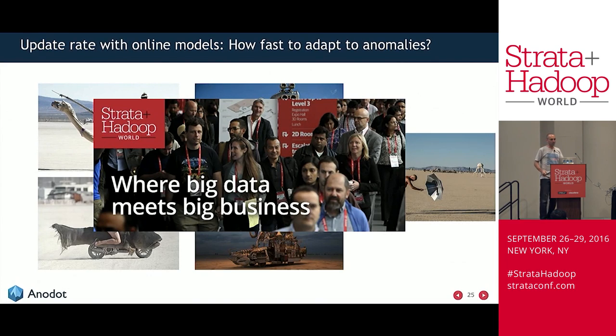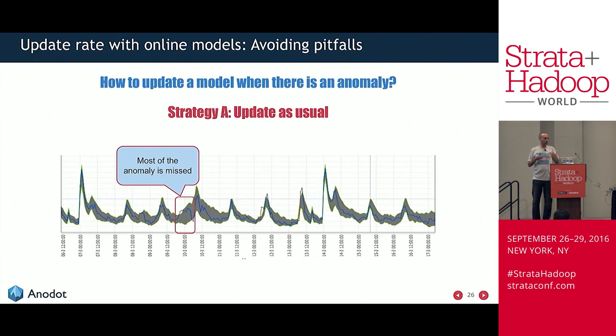So if you take into account the anomalies when you're learning, you might end up thinking that the anomalies are normal, and then when it goes back to normal, you're going to think that everything else is an anomaly. So it's really tough. How do you do it? So the first strategy is to not do anything. Just take every sample, adapt with every sample as usual, and everything is fine. But that's probably not a good thing.